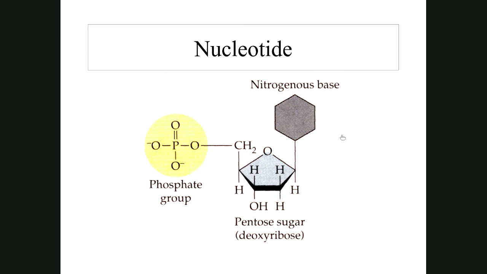Here's the nucleotide picture that I talked about just a minute ago. It has a 5-carbon sugar, deoxyribose. It has a phosphate and a nitrogen base. Well, nitrogen bases are almost the same in DNA and RNA, but there's one base difference between DNA and RNA, which we'll see in just a minute.